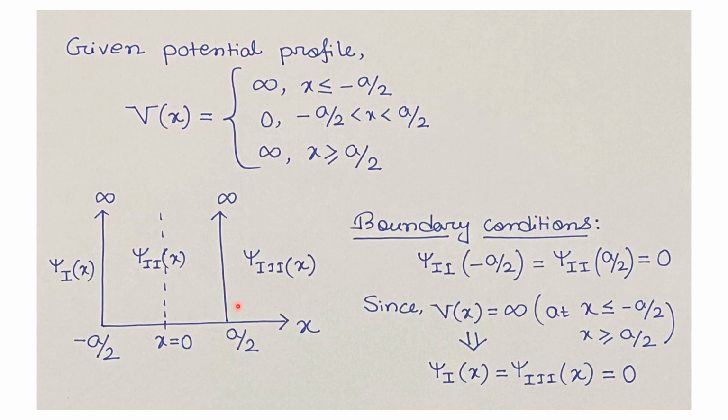Now at the boundary also the wave function should be continuous. That is why the wave function psi 2 at the boundary, that is minus a by 2, and psi 2 at this boundary, that is at x equals a by 2, should be 0.